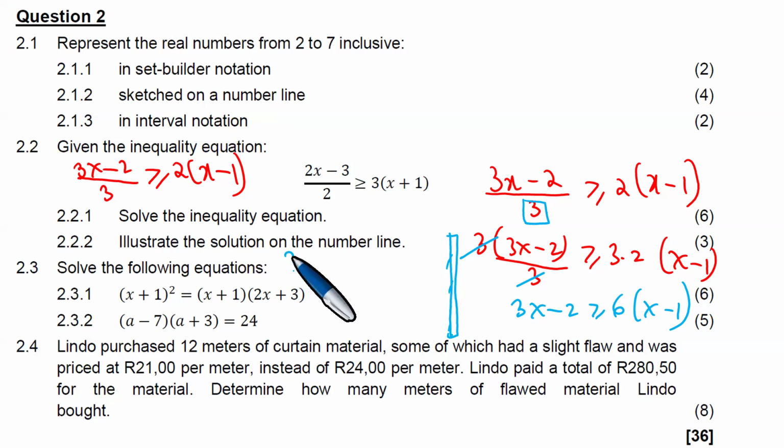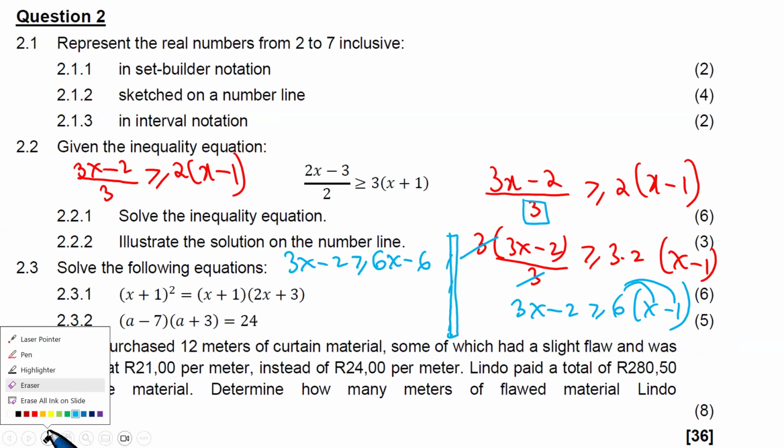So we're getting 3x minus 2. What is 6 times x? It is exactly 6x minus 6. We distribute the 6: we multiply 6 by x and then multiply 6 by minus 1, and you get that.